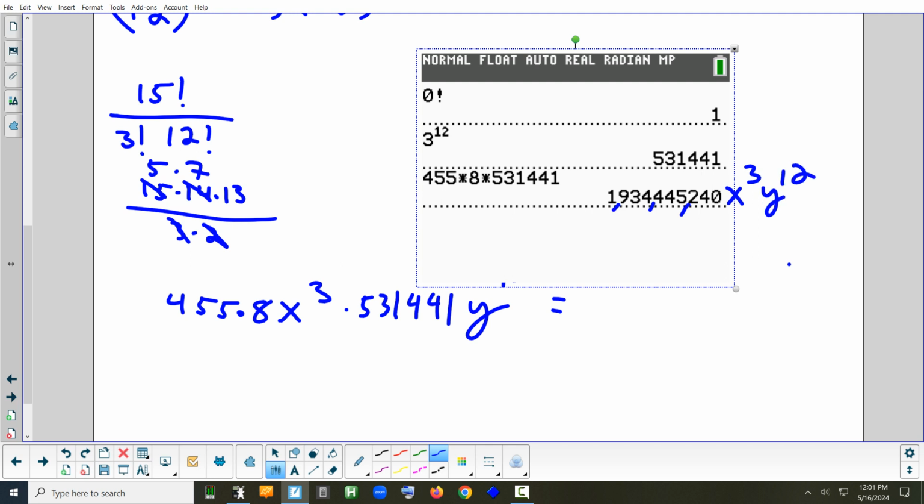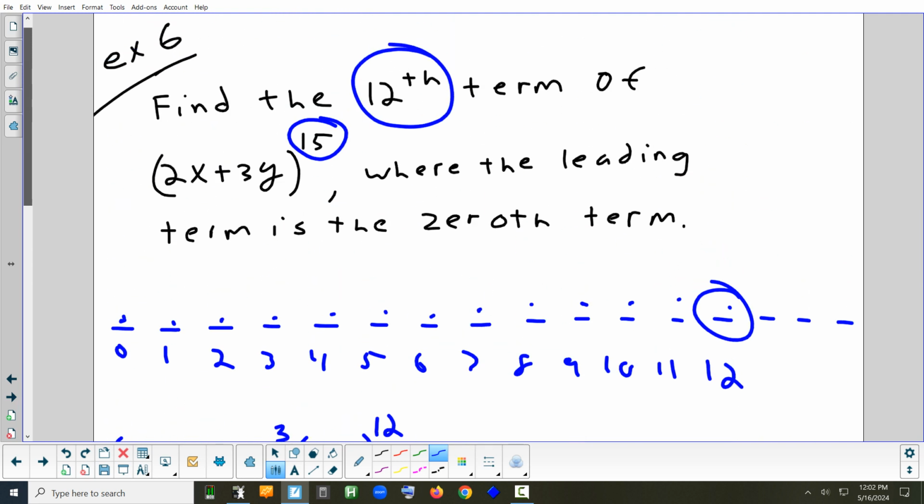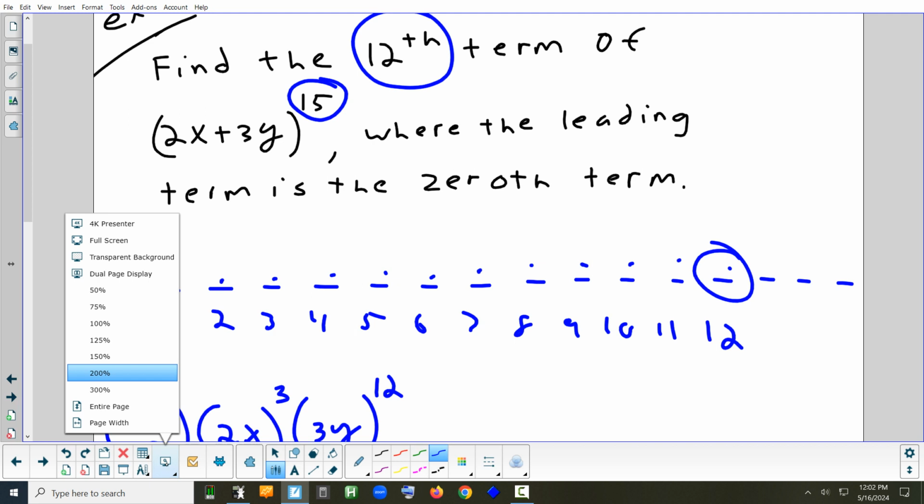There you go. Could you scroll up a little bit? So that's what I'd be looking for. That's the 12th term, if you were to do that expansion out. Yep, 12th term.